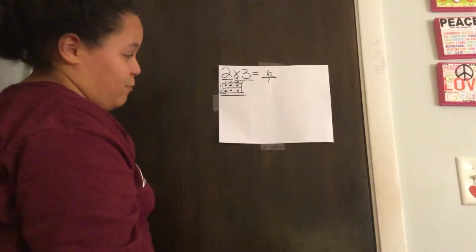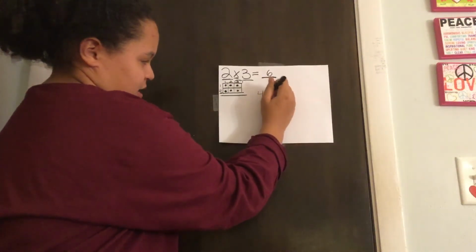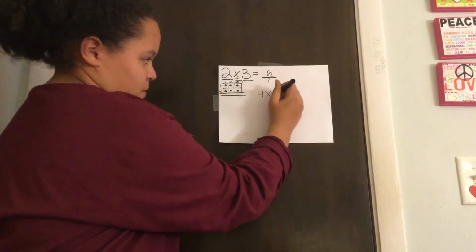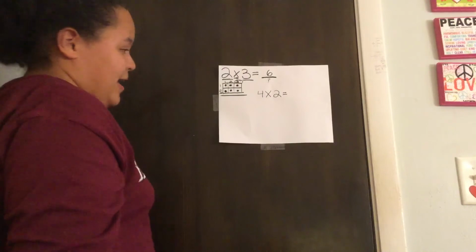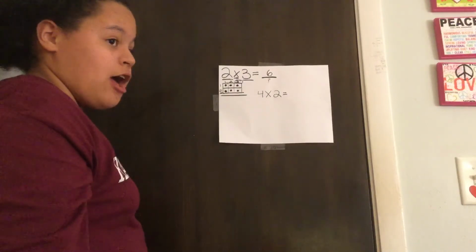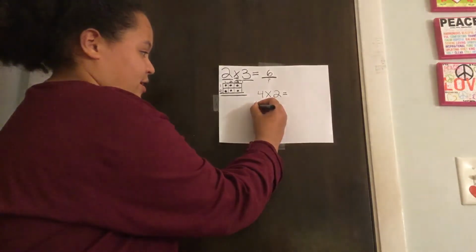So another example would be 4 times 2 equals blank. Now, we could write this as a group. So let's say we have a little bag right here.